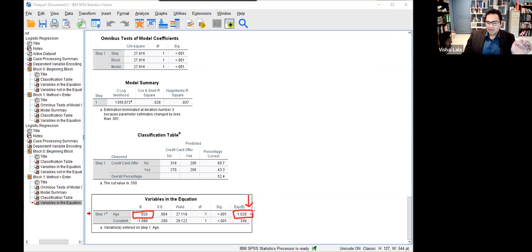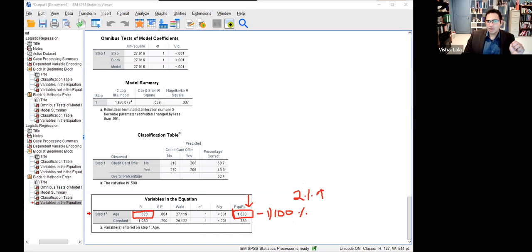The way to think about it is this 1.02 is compared to a baseline value of 1. So when age goes up by 1 year, the probability of somebody signing up for a credit card changes by 1.02 minus 1, times 100%. Put differently, when somebody's age goes up by 1 year, their chance of signing up for a credit card goes up by 2%.